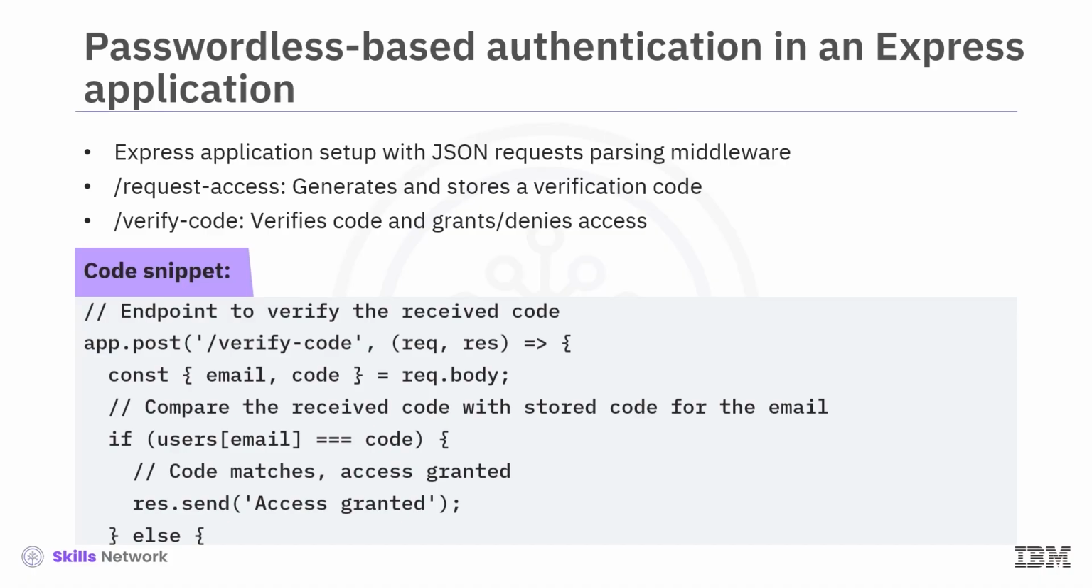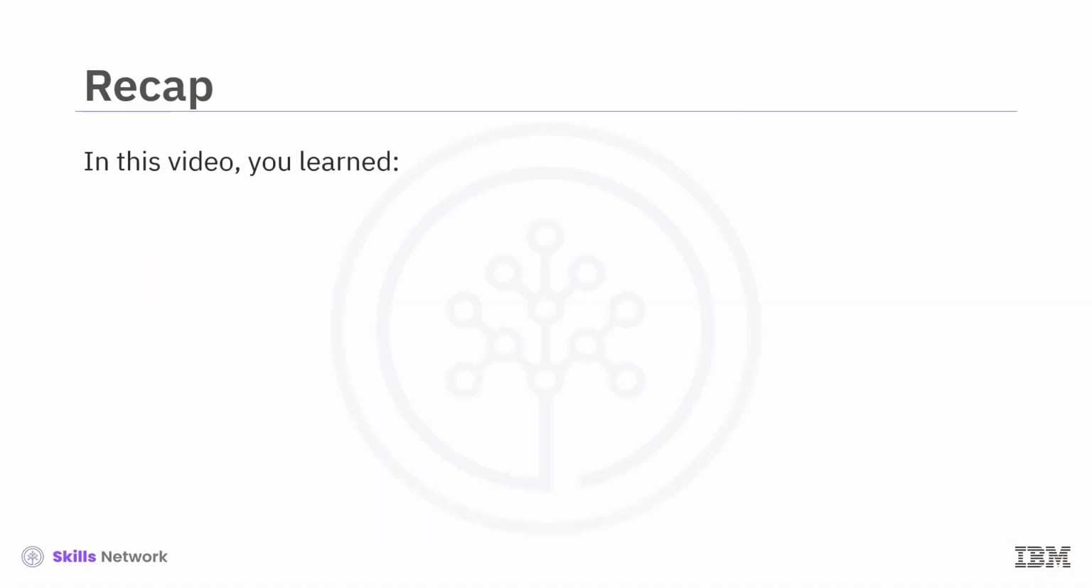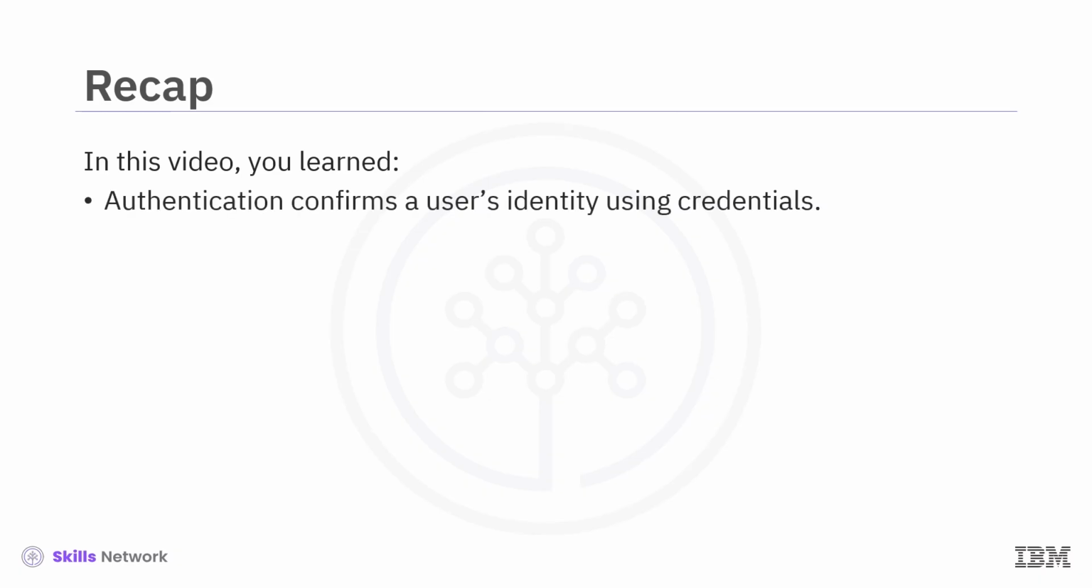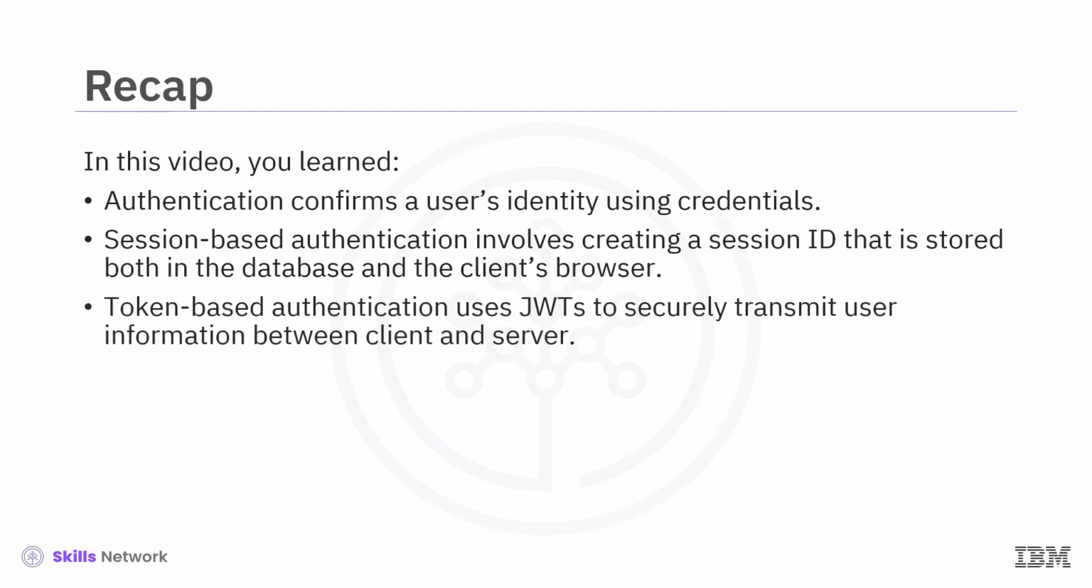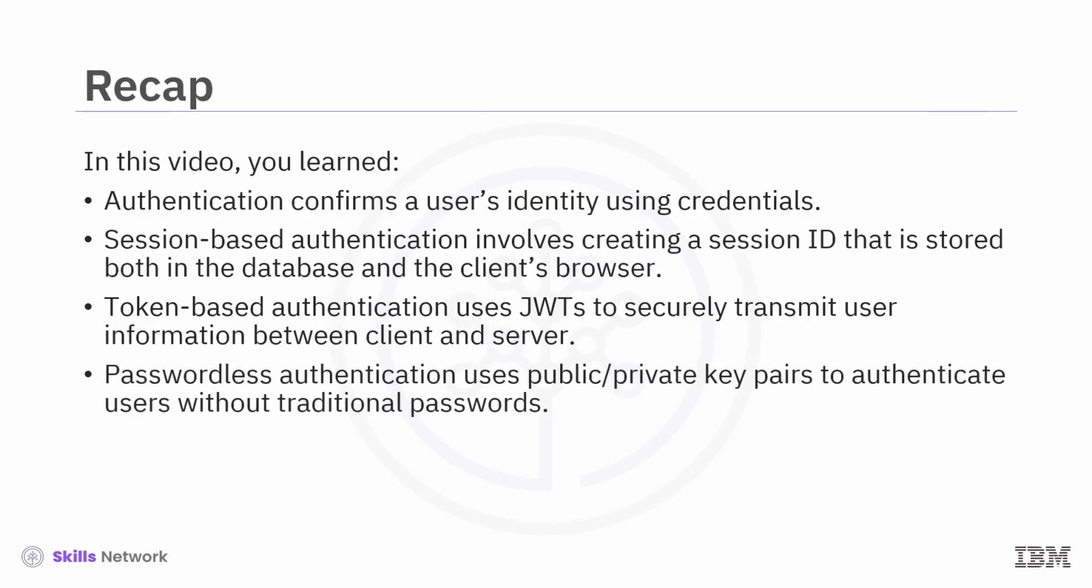Otherwise, it denies access. In this video, you learned that authentication confirms your identity using credentials by validating who you claim to be. Session-based authentication uses credentials to create a session ID stored in a database and the client's browser. When you log out, the session ID is destroyed. Token-based authentication uses access tokens, often JWTs, that get passed between server and client with the data that is passed between the two. Passwordless authentication uses public-private key pairs to encrypt and decrypt data passed between client and server without any password.